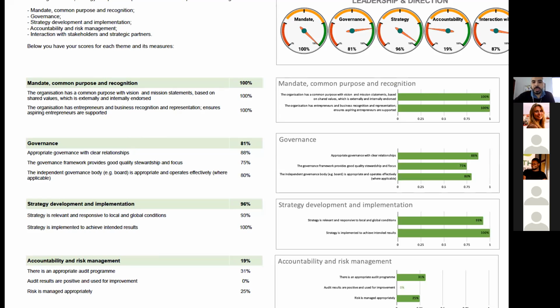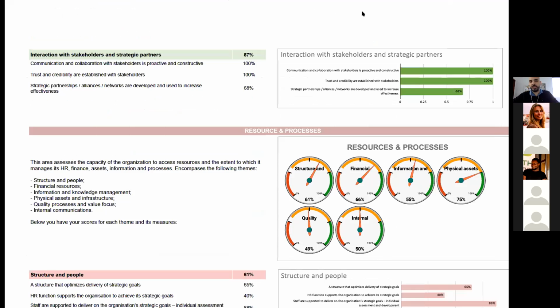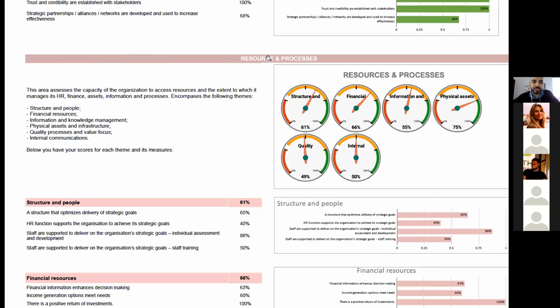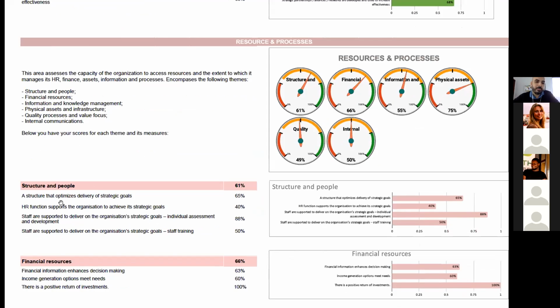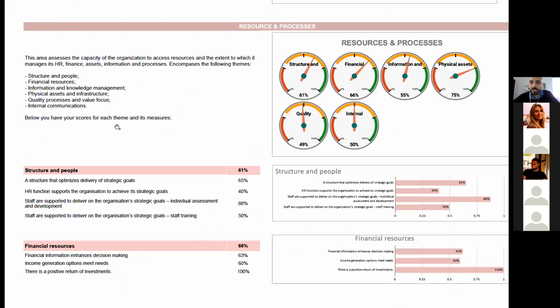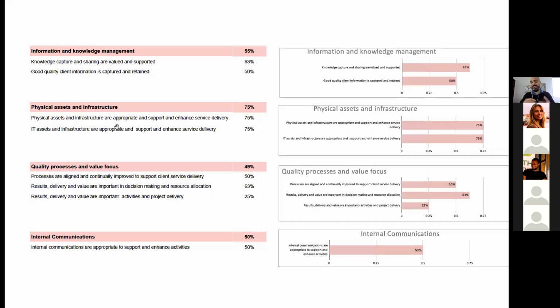Later on, we're going to look at the same structure, but for resources and processes, where you're going to have the score for each one of the themes. So we have structure and people, financial resources, information and knowledge management. I'm not going through all of them because it's a lot, and I think you should go through them yourself, then do your own self-assessment. But I would like to suggest how you can see where you have room for improvement. Those graphs are quite well structured, so you can see exactly on which measure you were lagging.